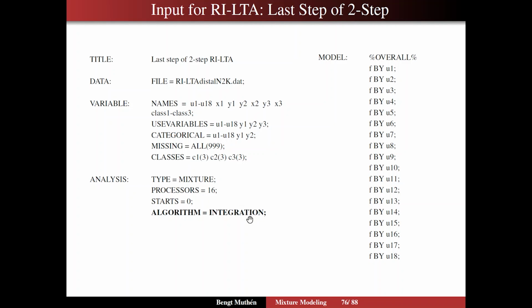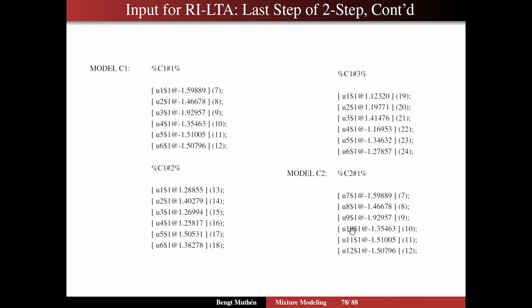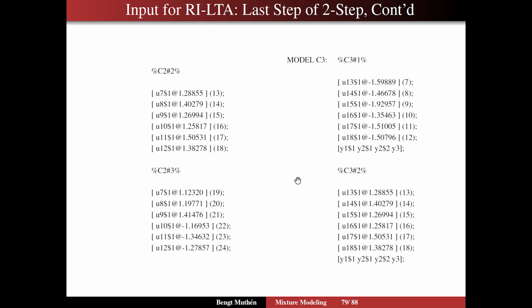So we need algorithm equals integration again, and from the saved S values in the output of the first step of two-step, you get this list of variables, and you get the C information from the first step, also fixed, and the F by fixed values here. And on slide 78, you get the fixed measurement parameters for the U indicators for model C1, model C2, and on slide 79, model C3.